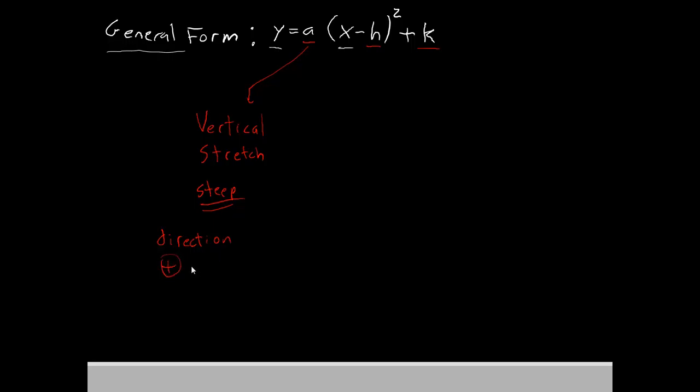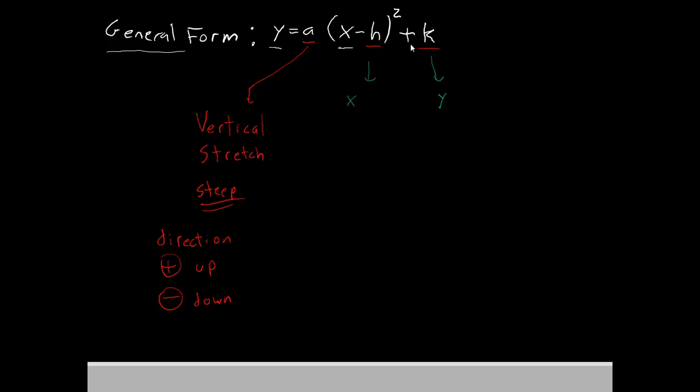Now this number can also change the direction of the parabola. If a is positive, that means that the parabola opens up, and if a is negative, the parabola will open down. Now the h and the k dictate the x-coordinate and the y-coordinate of where the vertex is located.